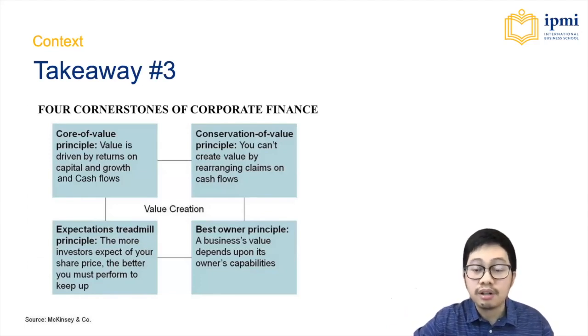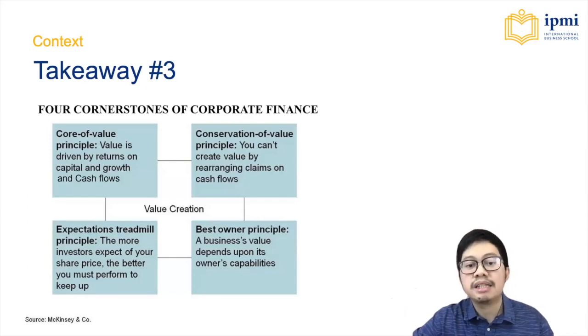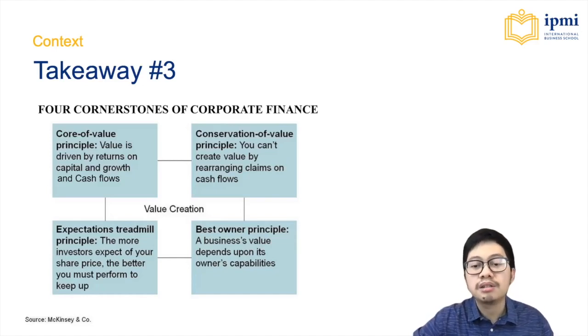And there's conservation of value principle, there's expectations treadmill principle, and there's also best owners principle, in which the principle stated that a business values depends upon its owner capabilities. So if the owners don't have the capabilities to manage their assets well, they can ask another entity or another company to manage that. One of the ways is by selling that asset to that other company who has better capability than them.